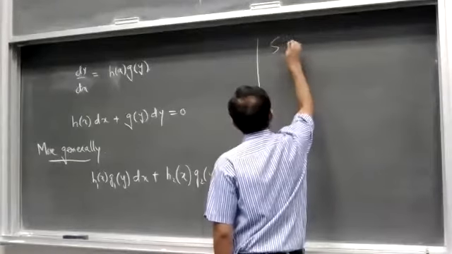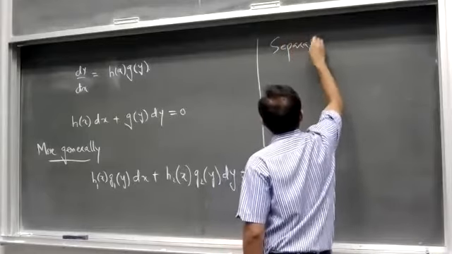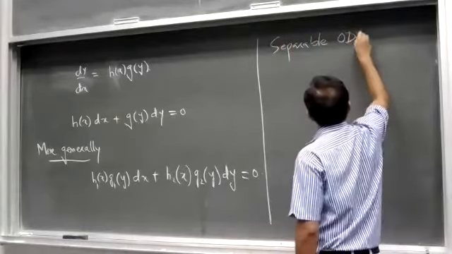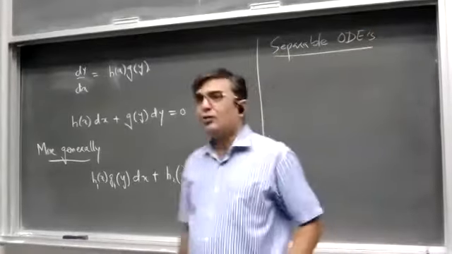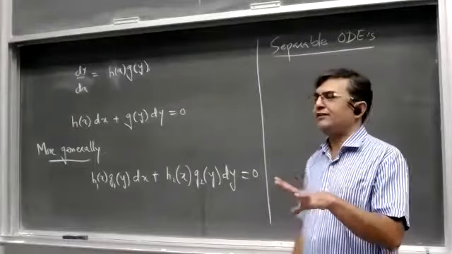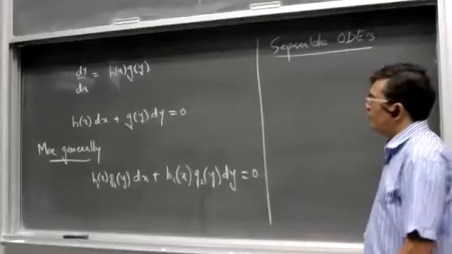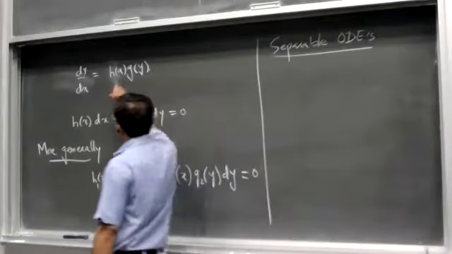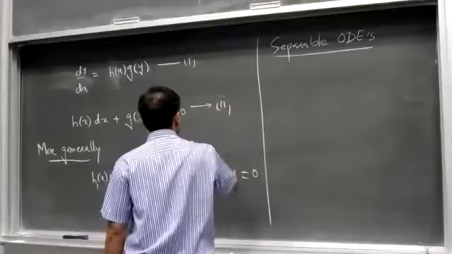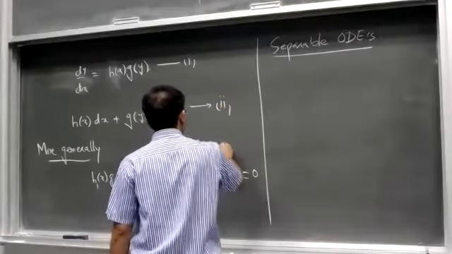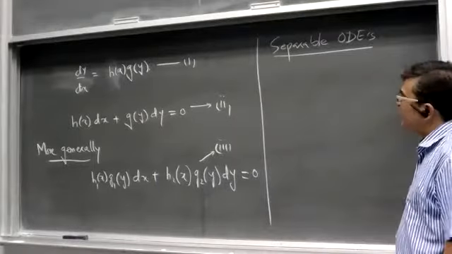Okay, next we are going to discuss separable ODEs. Separable ODEs are those ODEs in which we can separate the variables x and y. For example, in this case, if we call it 1, and we call it 2, and we call it 3. In all these three forms, we can separate the variables.